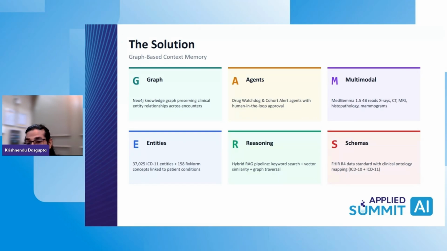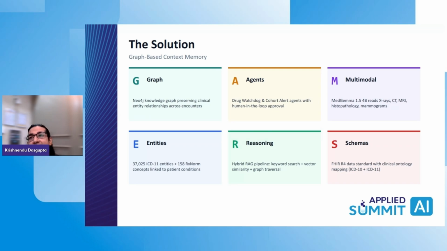E stands for entities. Now, what are these entities? For this G.A.M.E.R.S, we are just going to demonstrate 37,000 ICD-11 nodes which are connected and 158 RxNorm in graph, not prompt. And when I say RxNorm, these are all the details of a drug. R stands for reasoning, hybrid RAG with the graph hops as a differentiator. And we will see that in action. And last is S, which stands for schemas.